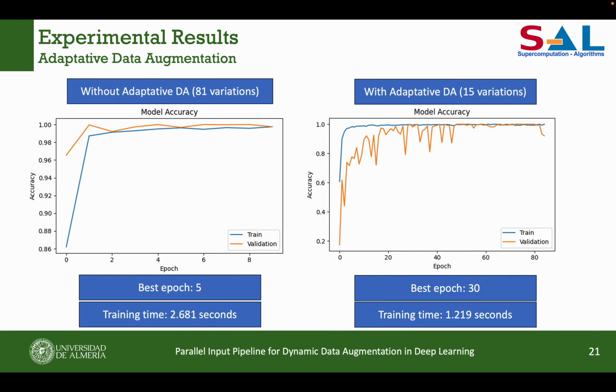Well, now, in order to compare the data augmentation policies, in the left part we can see the problem without the adaptive data augmentations, but having 81 variations for each sequence of data. We can find here that the best epoch is the epoch number 5, reaching 100% of validation accuracy. The training time is 2681 seconds, while using the adaptive data augmentation and restricting to 15 variations for each data, we can see that the best epoch is at 30, but the training time is less, 1219 seconds.